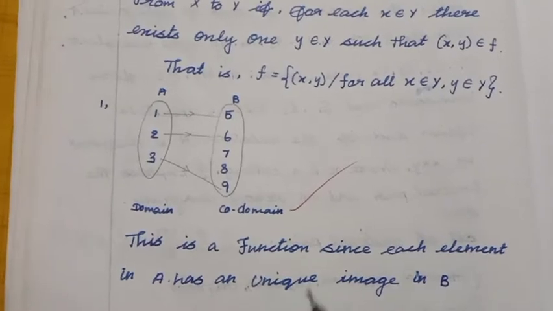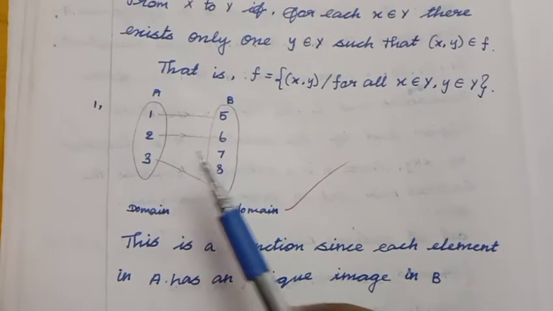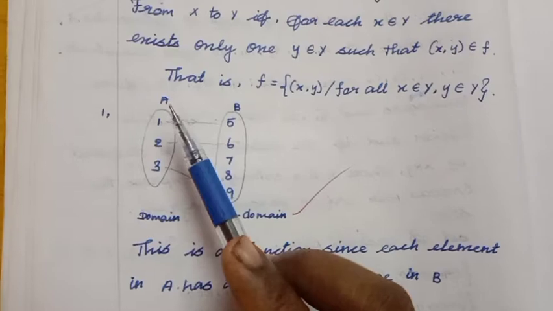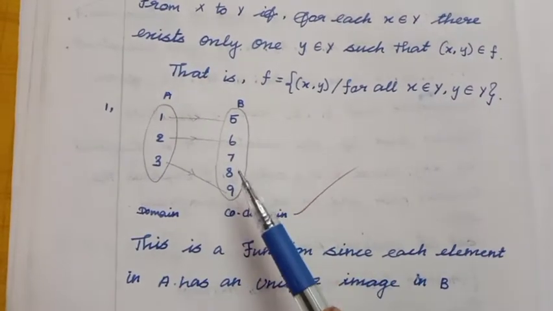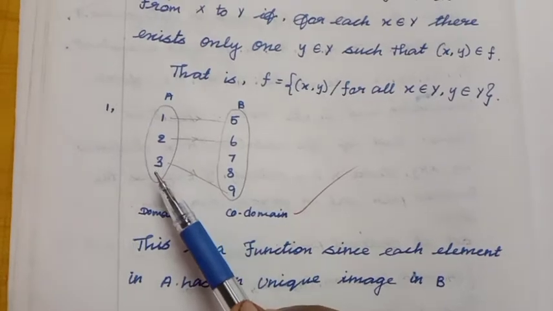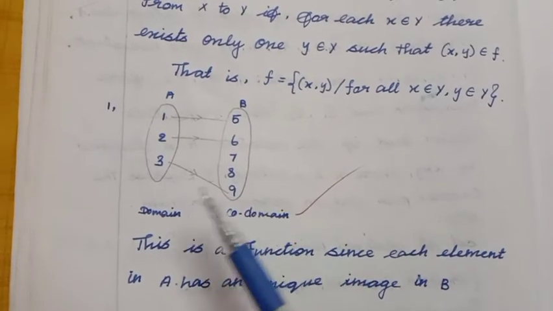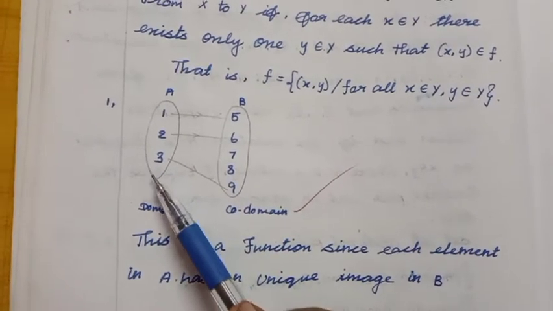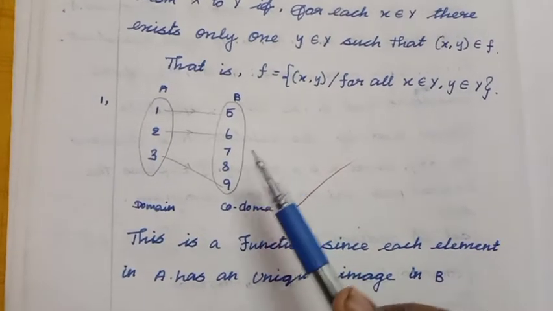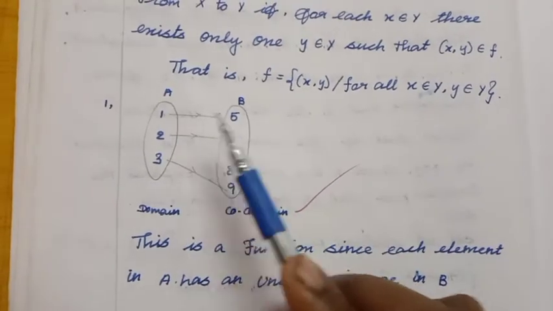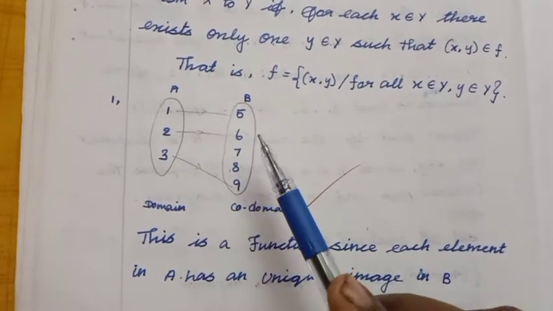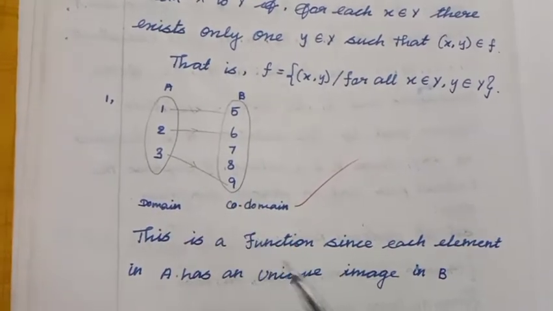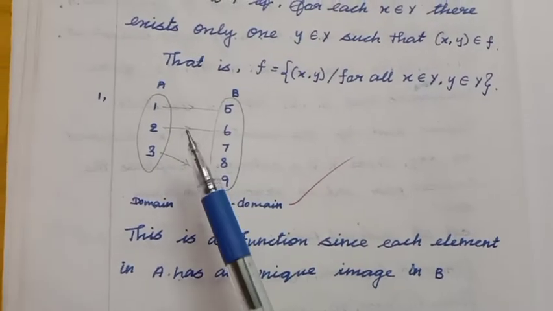Students, some more examples of functions. Consider this mapping. Set A contains the elements 1, 2, 3. Set B contains 5, 6, 7, 8, 9. A is called the domain and B is called the codomain. Listen to this mapping: 1 to 5, 2 to 6, 3 to 9. This is called a function.